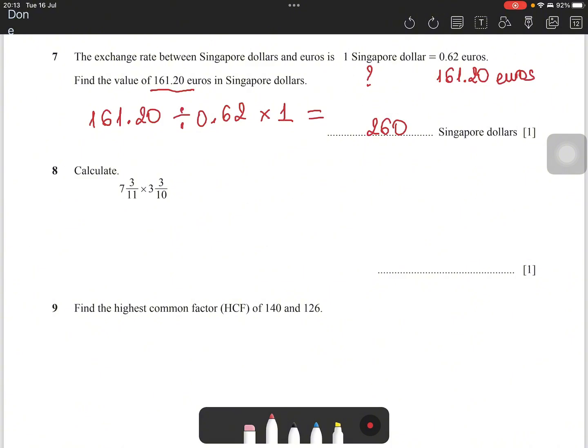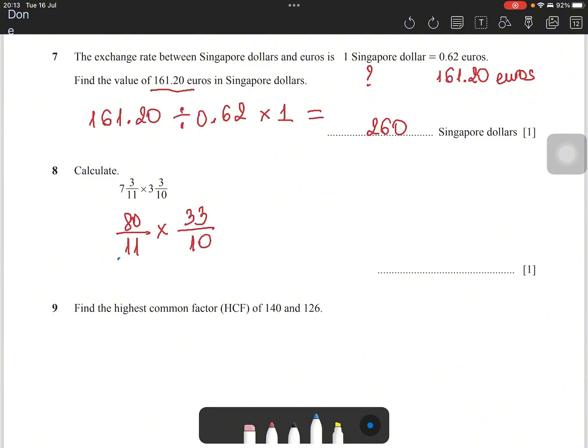Question 8. Calculate 7 and 3/11 times 3 and 3/10. We can convert this to a fraction by multiplying 7 times 11 is 77. 77 plus 3 equals 80 over 11 for the first mixed number. For the second mixed number, 3 times 10 equals 30. 30 plus 3 more equals 33 over 10.